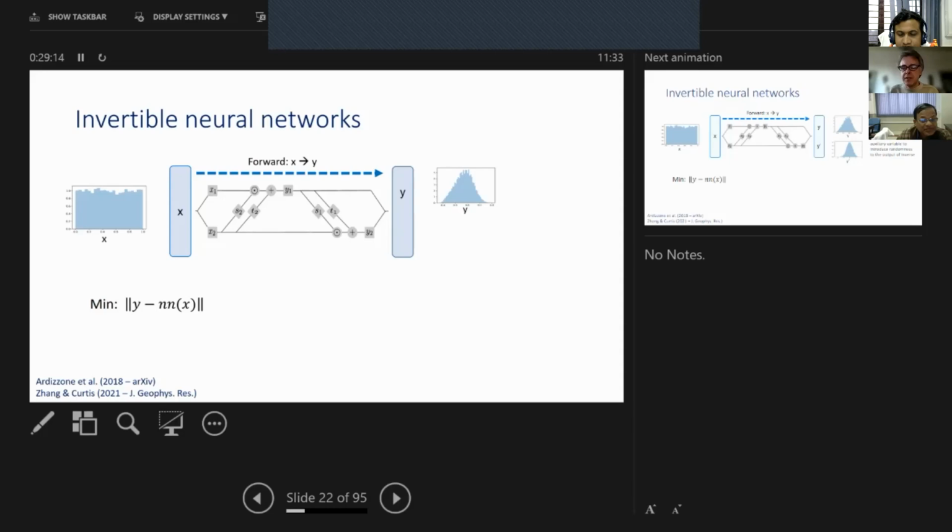However, we also want it to emulate the inverse function. Now, the problem with the inverse function in geophysics is typically it's non-unique. Yet all of these operations in here are deterministic. So given one y, we're going to get one x output, not a distribution.